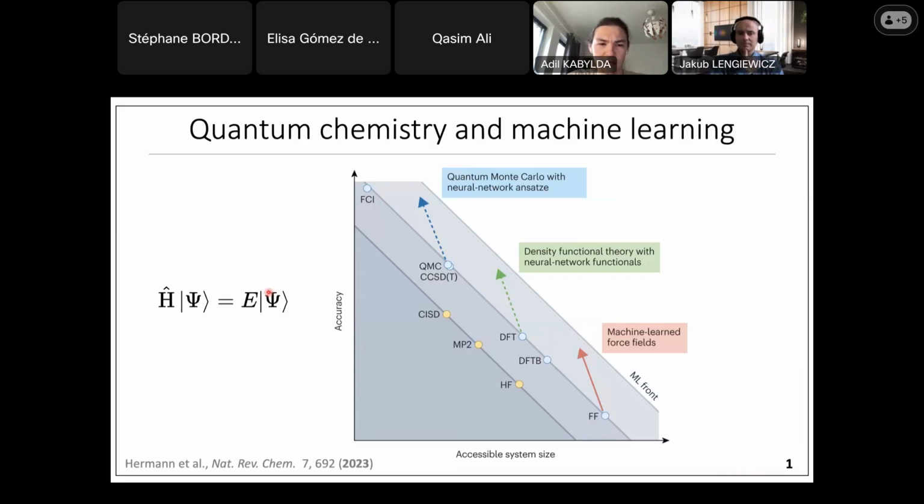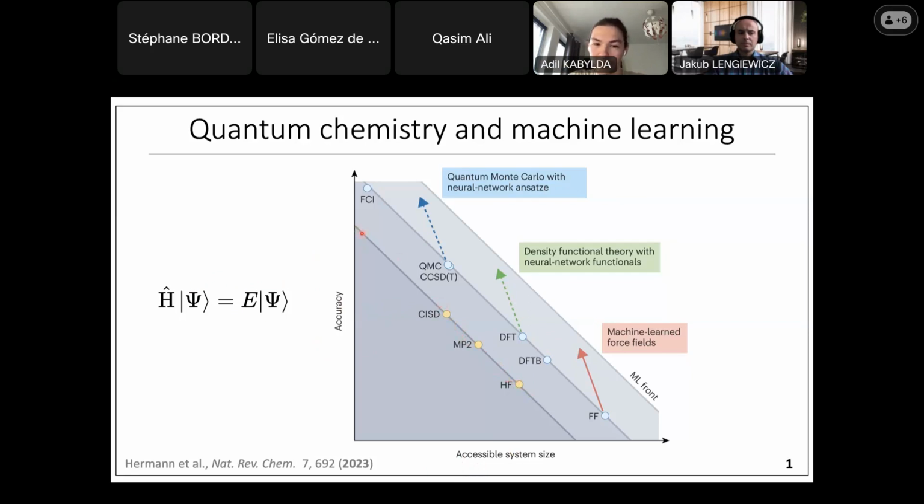Everything starts, in physics and in chemistry, with the Schrödinger equation, which essentially allows you to model all molecules and materials and gives you all information about them. But of course, it's intractable to solve it in its exact form. So there's a hierarchy of approximations that gives you different accuracies and acceptable system sizes. From Hartree-Fock to MP2 to CI, you can model smaller molecules, but at a higher accuracy.